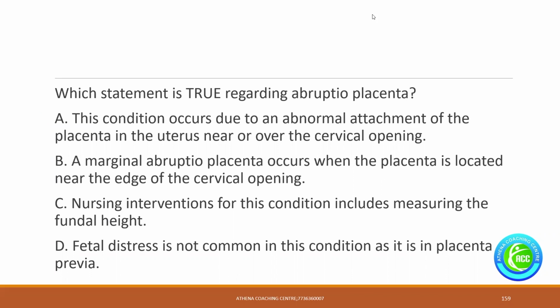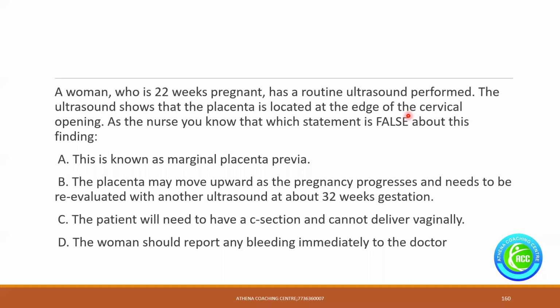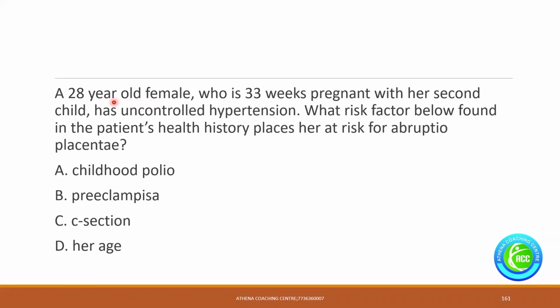And next, one more question I'll discuss. A 22-year-old female who is 33 weeks pregnant with her second child has uncontrolled hypertension. What risk factor below found in the client's health history places her at risk for abruptio placenta? So, what is the risk for developing abruptio placenta?